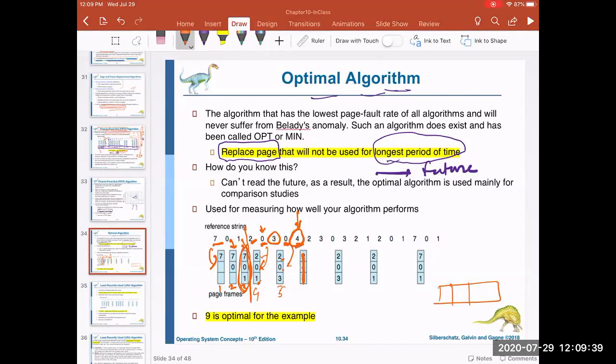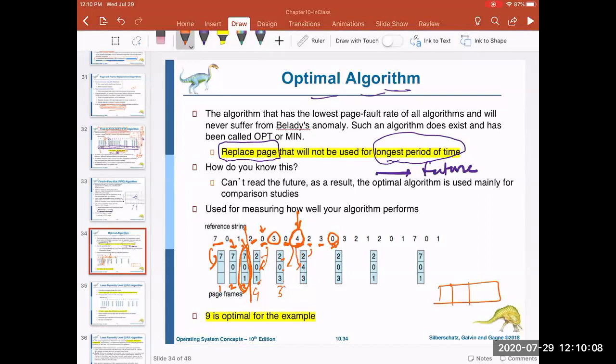I see 2 is used next. So 0 is used after this. And then 3 is already used here. So 0 is being used. So which one is used after the longest period of time? It's 0 here. And we would be replacing 0. So 4 would be coming in place of 0. So that's why it is here.